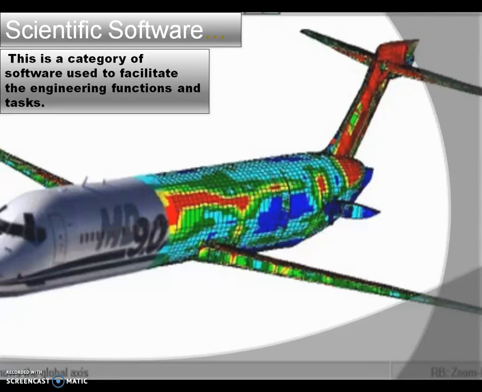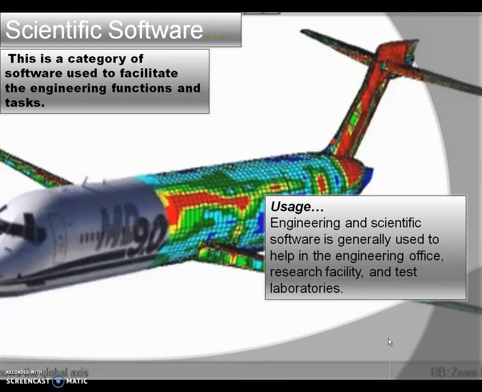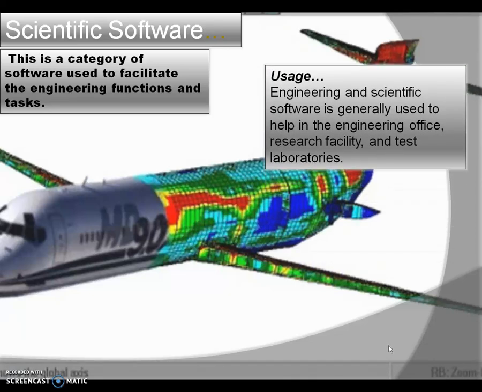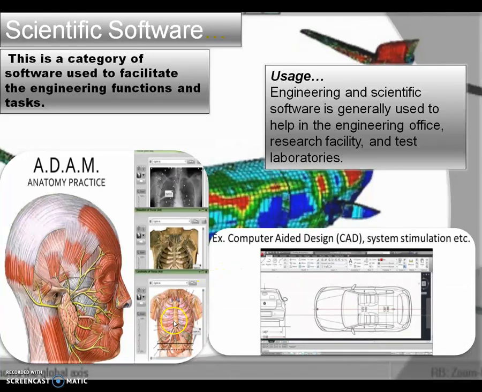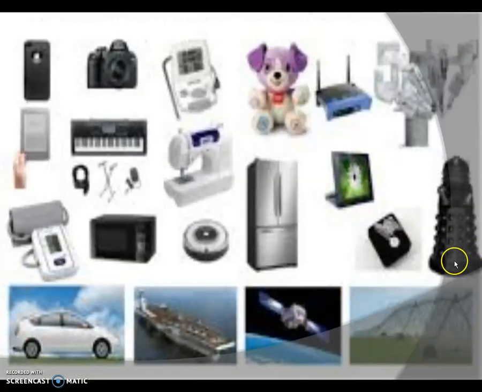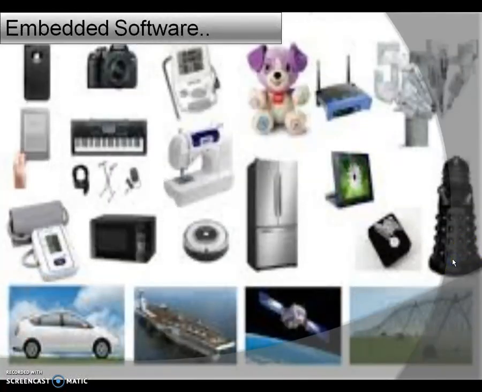It states that it is a category of software used to facilitate the engineering functions and tasks. It means it makes the work of the engineer easy, and it is used in the engineering office, research facilities and testing laboratories. As we can see here, it is used in the testing laboratory, and here is the CAD, that is computer aided design. On the screen we can see all our embedded systems.